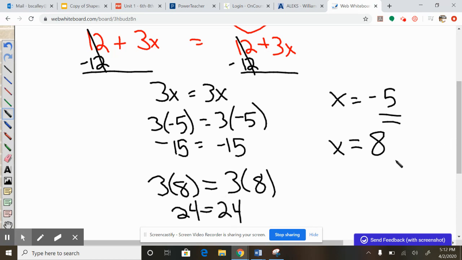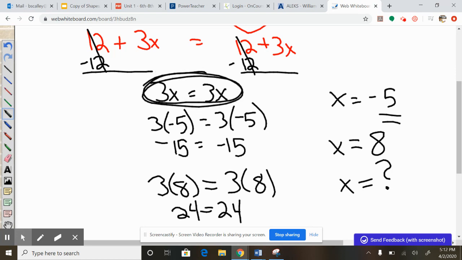What I'm getting at here is I could have chosen any value for x because my equation is the same exact thing on both sides. 3x is always going to equal 3x because whatever x equals, I have to plug it in for both of those sides. So basically, the value of x can be anything here.